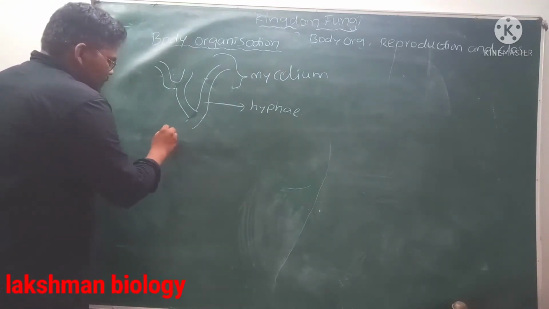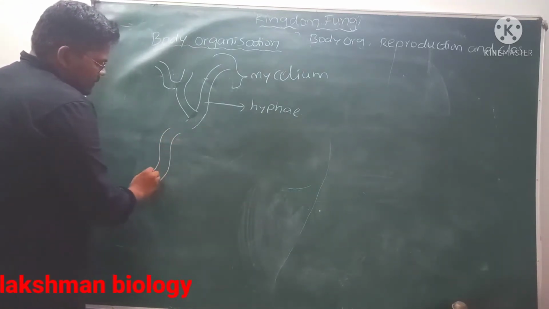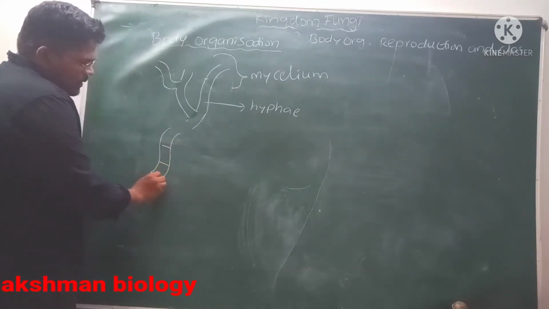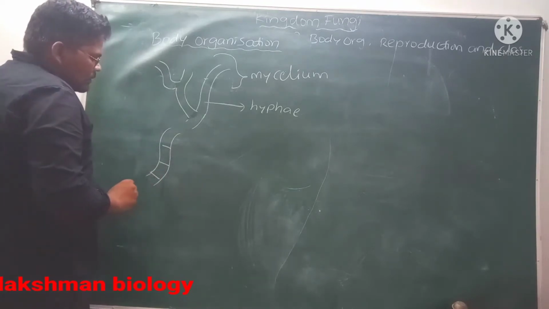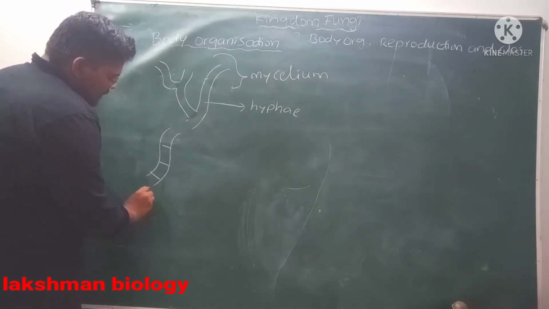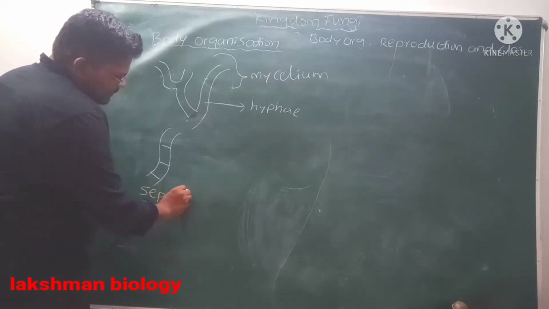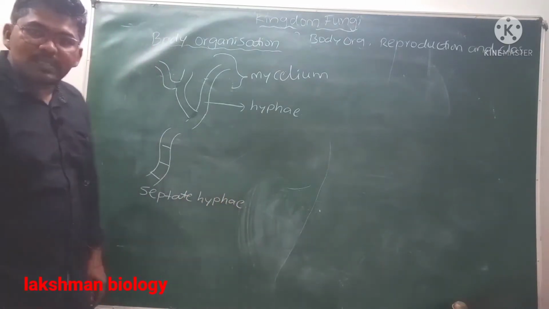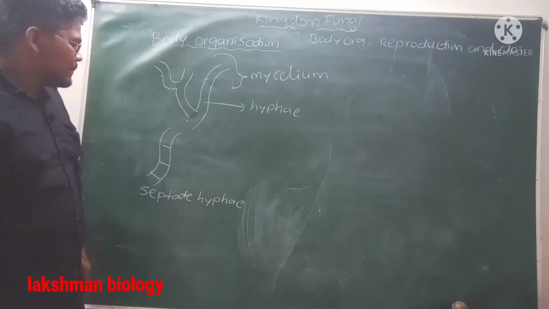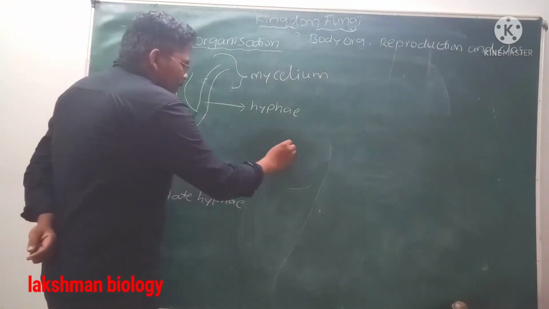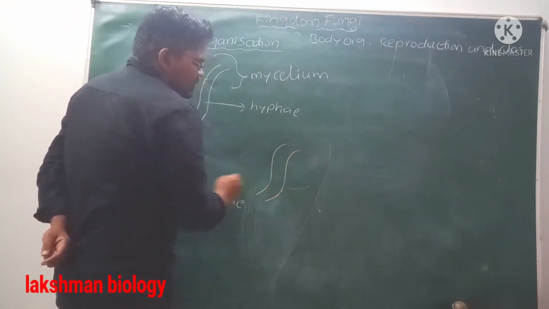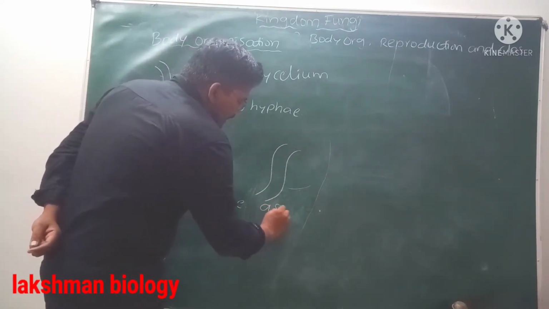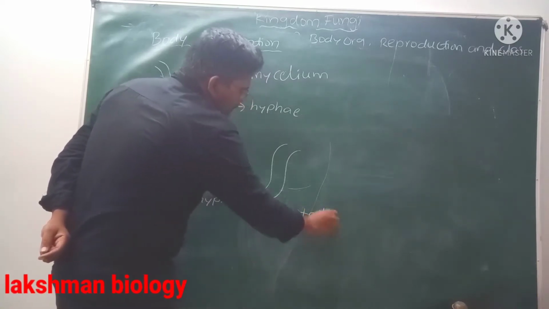Sometimes the hyphae contain cross walls. These are the cross walls of the hyphae. When cross walls are present in the hyphae, that type of hyphae is called septate hyphae. Sometimes hyphae do not contain cross walls. There are no cross walls on the hyphae. Then that is called aseptate hyphae.